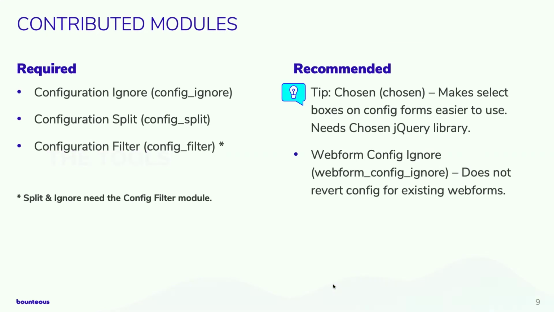So what do we use to implement this approach? First, we're definitely going to use core config management. And then some contributed modules come into the mix that are really helpful. The first is configuration ignore. And I'll talk a little bit more about each of these a little later. And then configuration split. Config split does require the config filter module, so that will come along for the ride when you add it to your site.